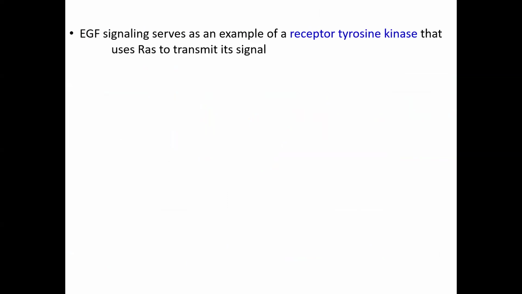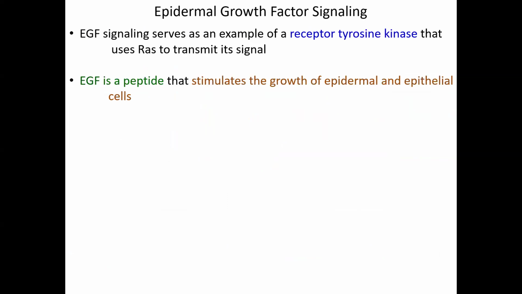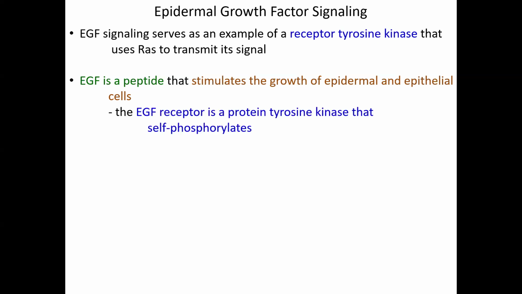So EGF signaling, EGF is epidermal growth factor. EGF signaling serves as an example of receptor tyrosine kinase signaling that specifically talks to RAS and uses RAS to transduce its signal into the cell. EGF is a small peptide, so it's a small chain of amino acids, and it does what its name suggests. It stimulates the growth of epidermal and epithelial cells, cells that line our body.